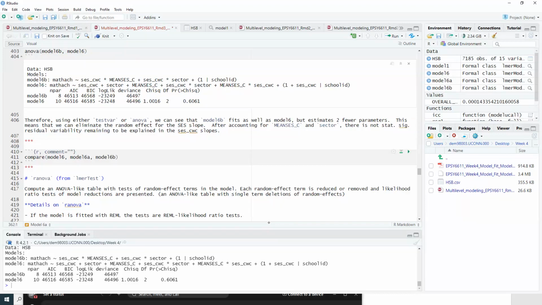Now I could run another model, which I have on there, I think, where I get rid of the randomly varying intercept. And if you do that, you'll see that the chi-square goes up by well over 200 points. So I need that randomly varying intercept still, but I don't need the randomly varying slope.